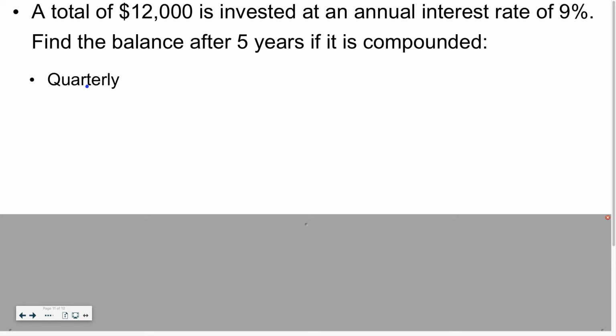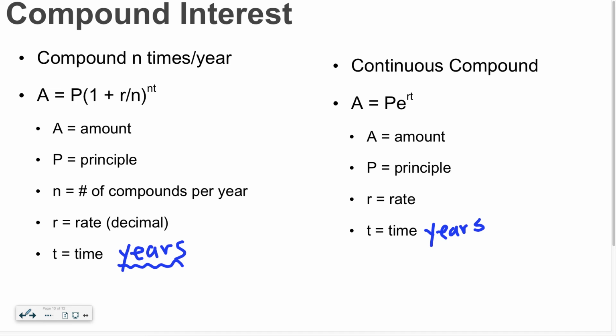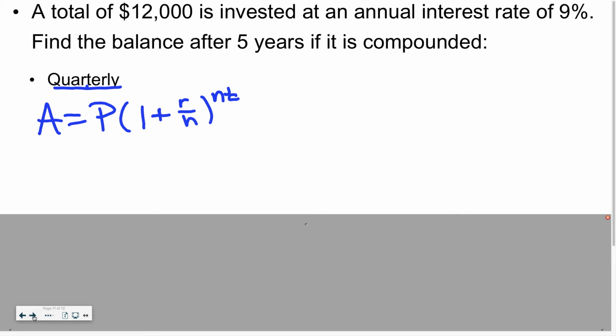Since we're being compounded a certain number of times in a year, we need to use A equals P times 1 plus, is it R? Raised to the NT? R over N, inside. Thank you. That one's better.